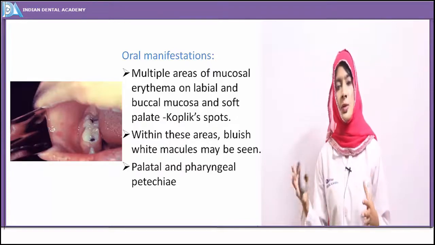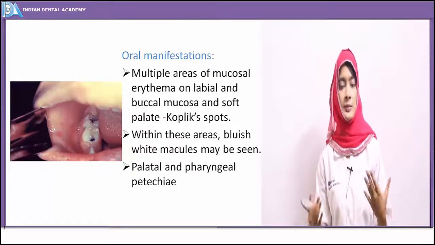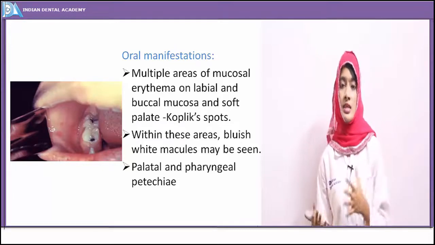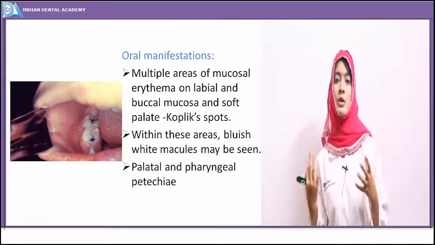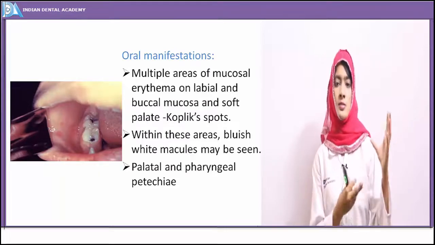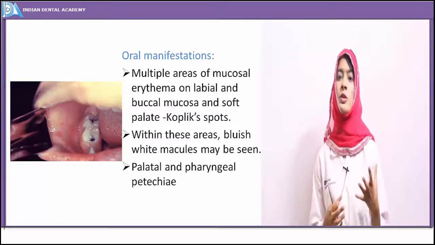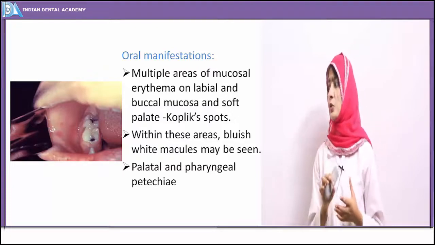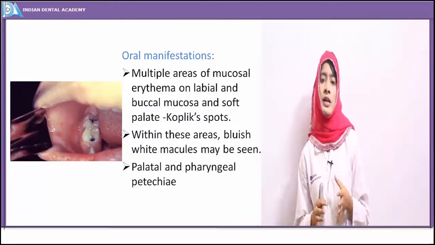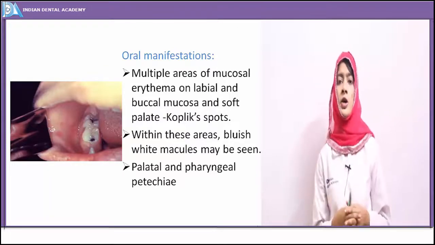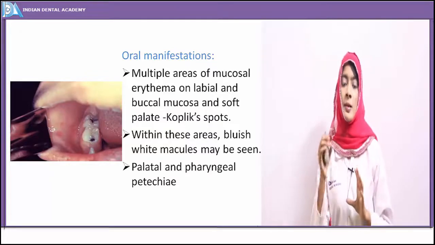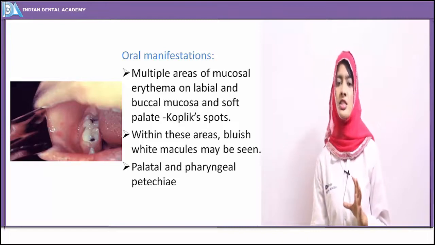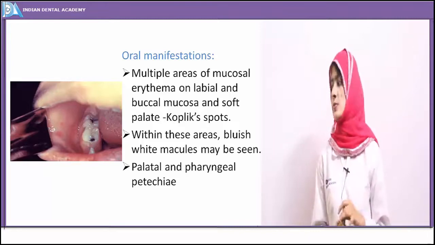Most of the time these Koplik spots are not noticed by the patient. It's only the dentist or the medical personnel who, when they examine the oral cavity while prodromal symptoms like fever are present, see these characteristic irregular bluish white macules surrounded by a red border. If they are present, they give a diagnosis of Koplik spots. The appearance of Koplik spots is characteristic only of measles.